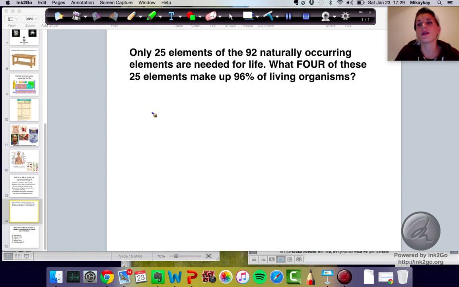So we talked about how there are 25 elements that are needed for life. And my question for you is, what are the 4 elements that make up 96% of living organisms? So what are the 4 elements that are most common among organisms? Now you're going to pause the video, right? Now that you've stopped pausing the video and you've written down a thorough answer, you can compare yours with mine.